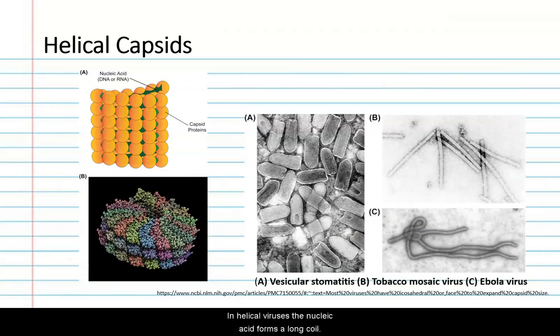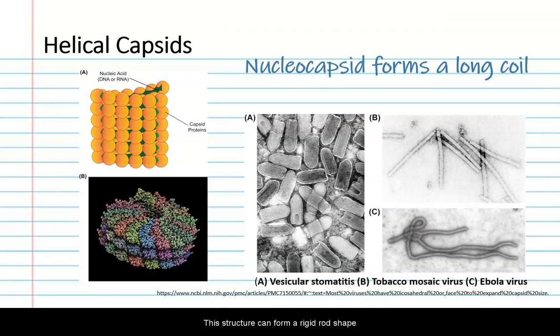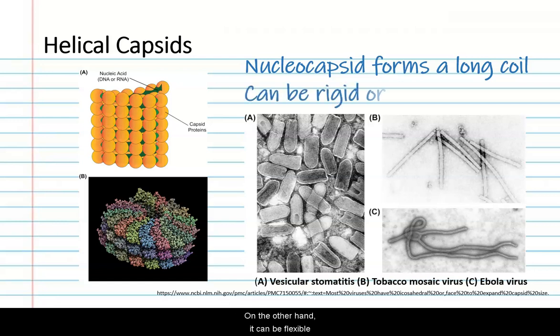In helical viruses, the nucleocapsid forms a long coil. This structure can form a rigid rod shape, like we see with the tobacco mosaic virus, pictured in the upper right-hand corner of your screen. On the other hand, it can be flexible, like we see with the Ebola virus, which is pictured in the lower right-hand corner of your screen. This virus folds in on itself, forming a characteristic shepherd's crook-like structure.